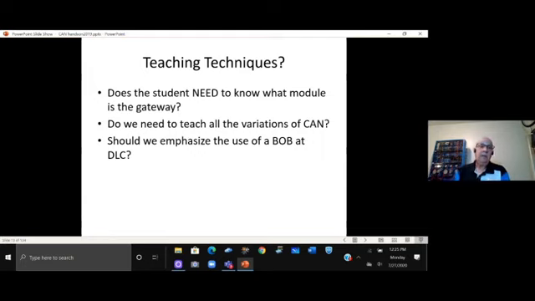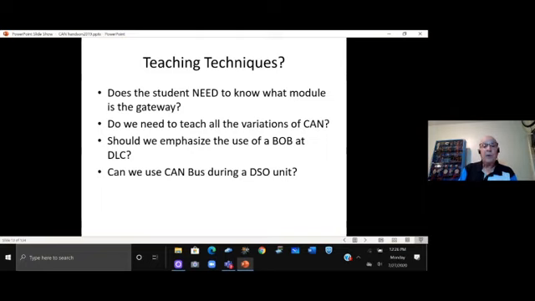Do we need to emphasize the use of the breakout box at the DLC? Absolutely. Again, my favorite phrase, the pins on a DLC, just like the pins on all these module connectors, are made out of recycled chewing gum wrappers. They're not going to continue to work. So we need to use breakout boxes.